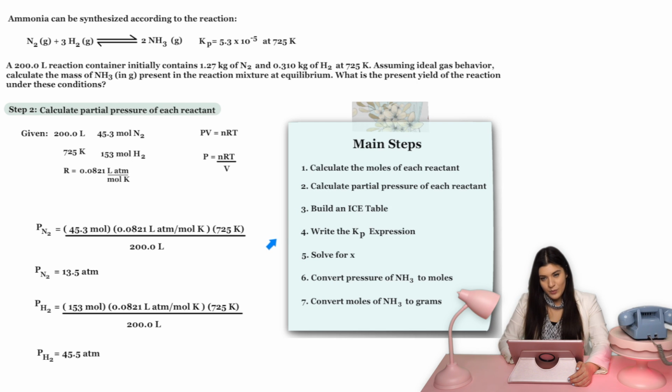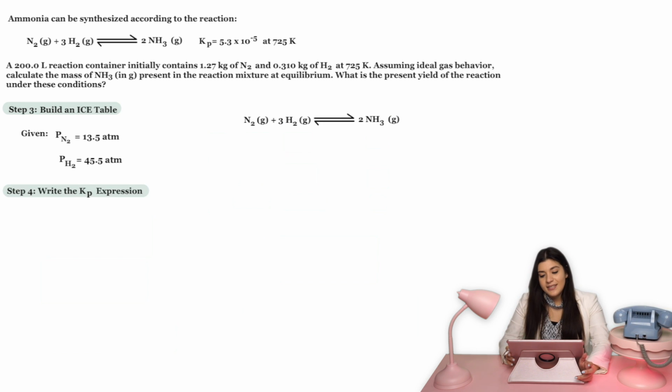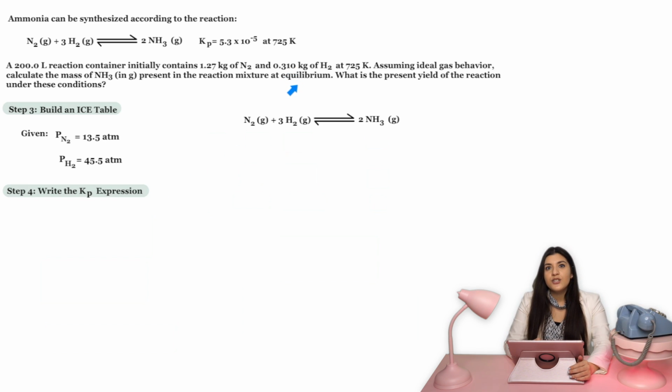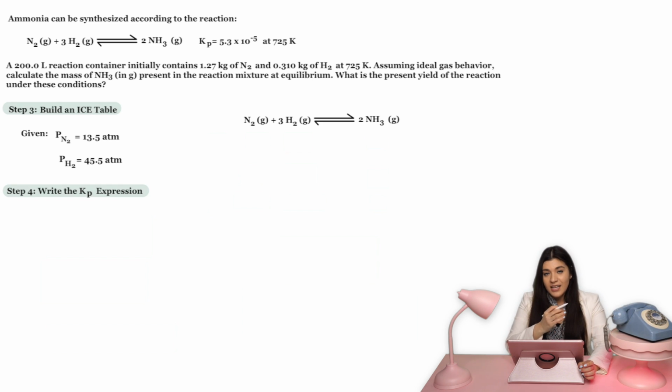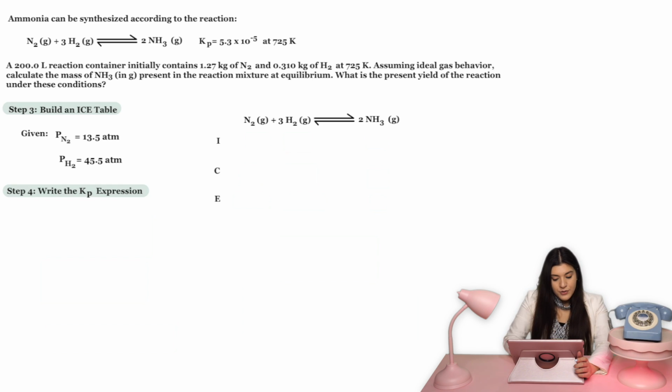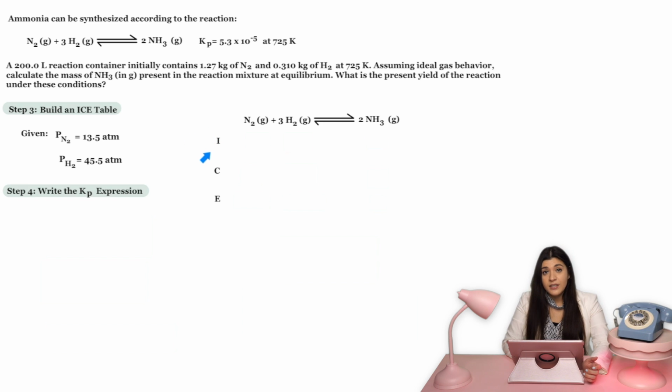Now to build an ice table. Now, I know to build an ice table because this question specifically is saying equilibrium. So they're not telling us that it's currently at equilibrium, that this overall reaction is. They want the mass of ammonia in the reaction mixture at equilibrium, meaning it is not currently there. That's why I have to build an ice table.